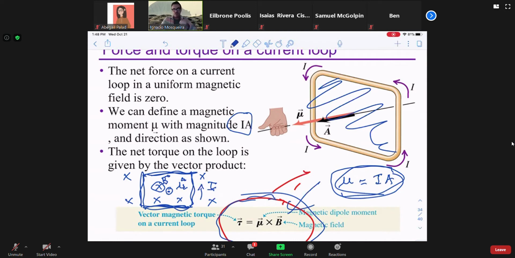My loop is not going to twist. Why is this important? Of course, this is important because this is very useful for electric motors. Most of them, all it is a magnet, and then you have a loop, and the loop carries a current. And the current is being delivered by what? By the battery.